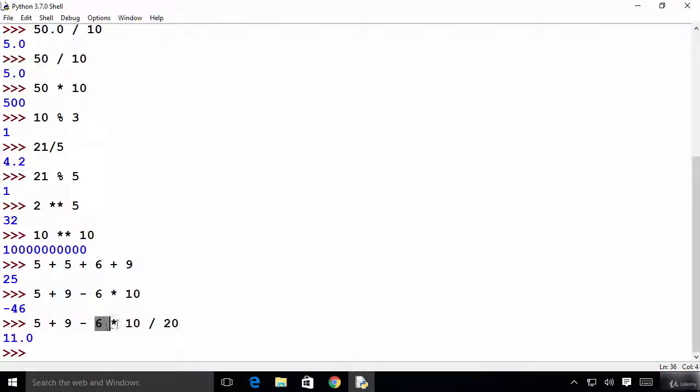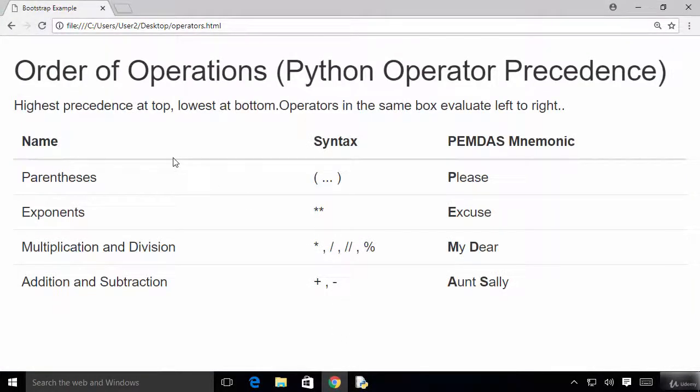Is the multiplication done first, or is the division done first, or did the addition take place first, or the subtraction take place first? So I have this table, and here you can see the precedence of these operators. In this table, highest precedence is at top and lowest is at bottom. That means parentheses have the highest priority, and then the exponents, and then the multiplication and division operators have the same priority here, and at last the subtraction and addition have the same priority.